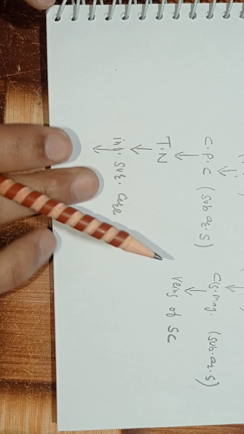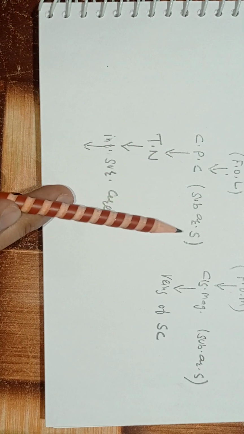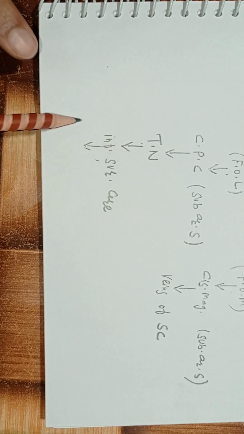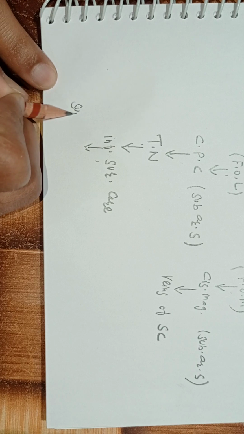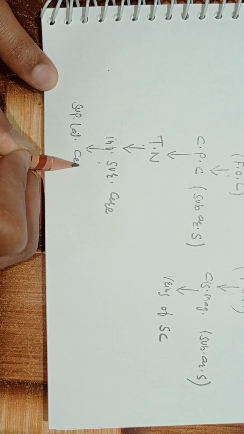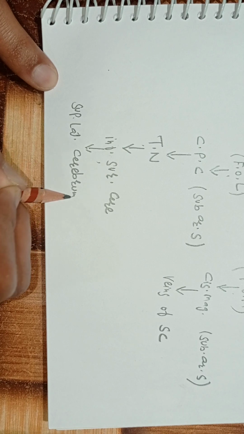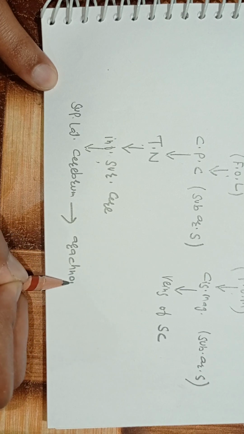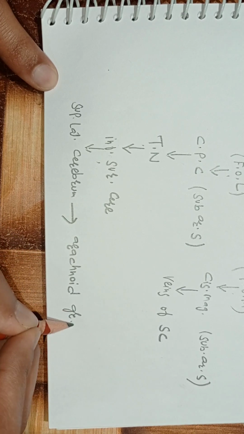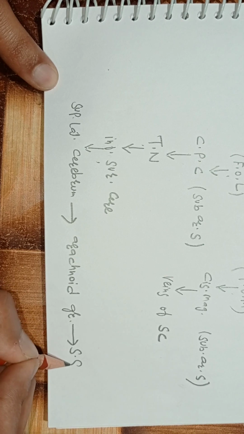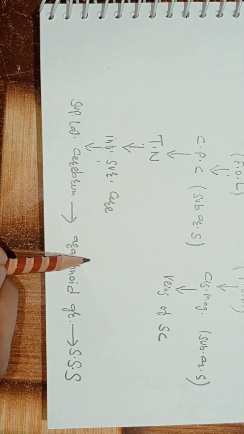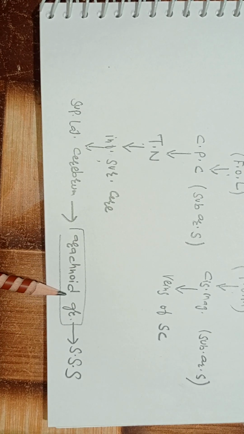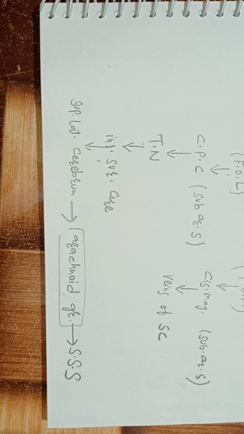From the inferior surface of the cerebrum, it goes to the superior lateral surface of cerebrum. From the superior lateral surface of cerebrum, it goes to the arachnoid granulations, and from arachnoid granulations, it goes to the superior sagittal sinus. The arachnoid granulations absorb CSF, so CSF is absorbed by arachnoid granulations into the superior sagittal sinus. So this is the circulation of the CSF.